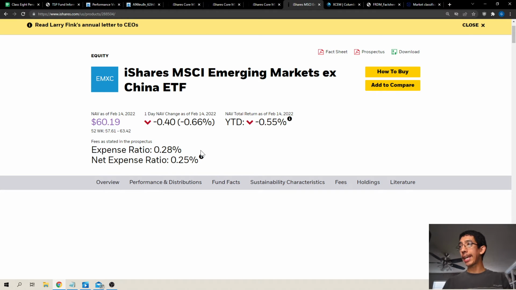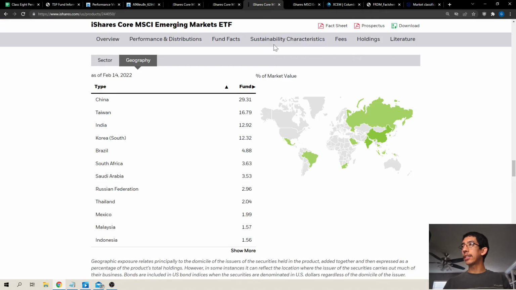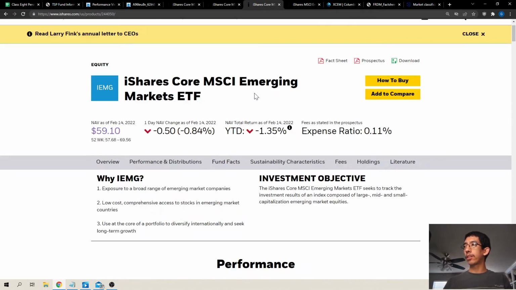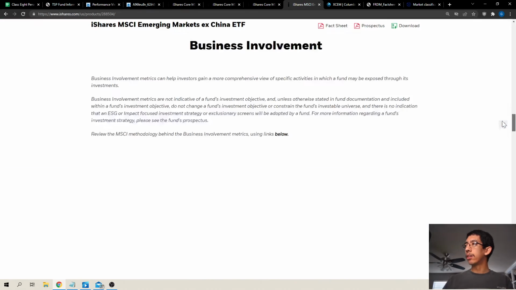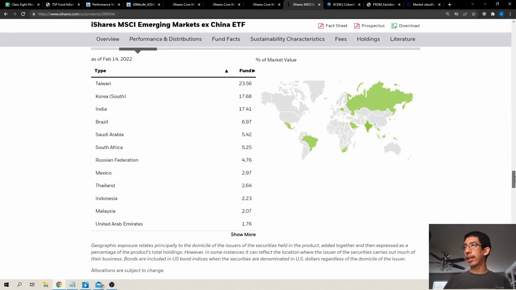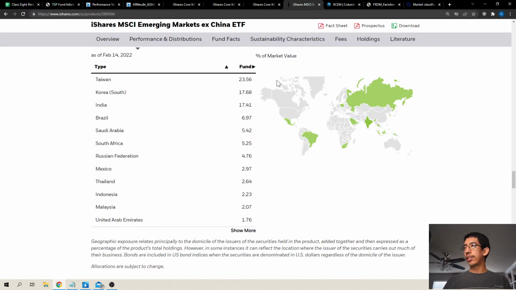So yes, it is more expensive than the core MSCI Emerging Markets ETF. But when you're talking about excluding that much of the portfolio, that's going to make more of a difference than the expense ratio. So I wouldn't let the expense ratio sway you on this one if you're actually intentional about getting China out. And so if you look at the geography, Taiwan, South Korea, India, Brazil, Saudi Arabia, South Africa, Russia. So it didn't exclude all of the autocracies. It just excluded China, which is what it said it would do, and it's a cheap way to do that. So maybe that's something you would consider. I used to hold this fund.